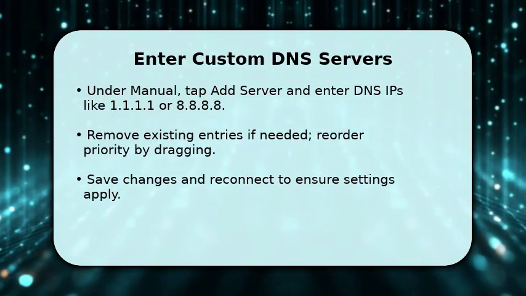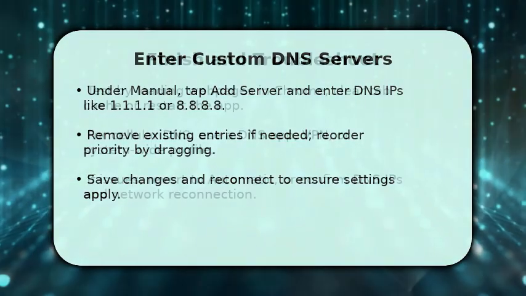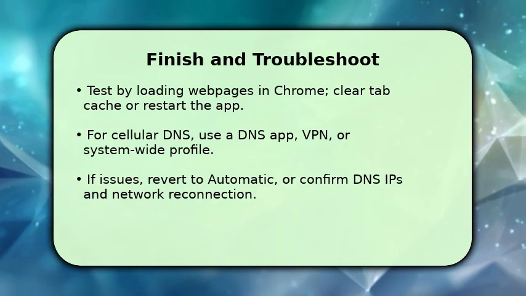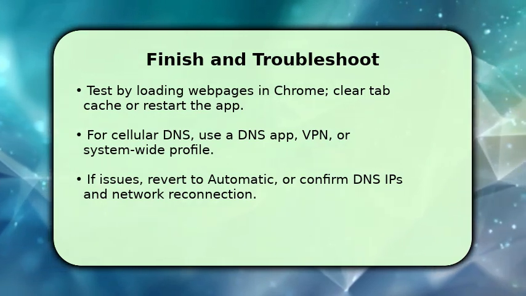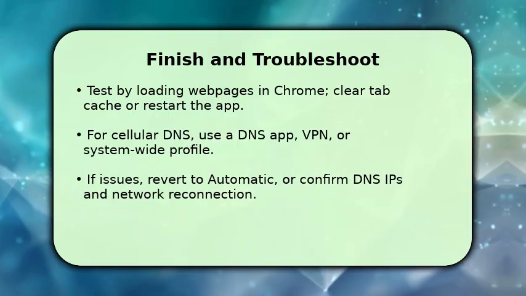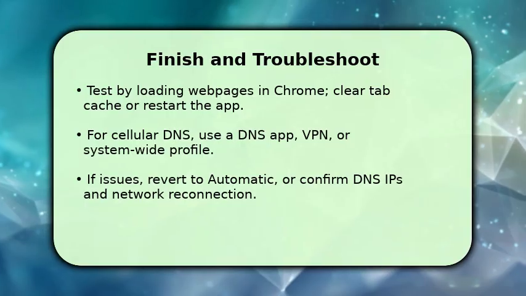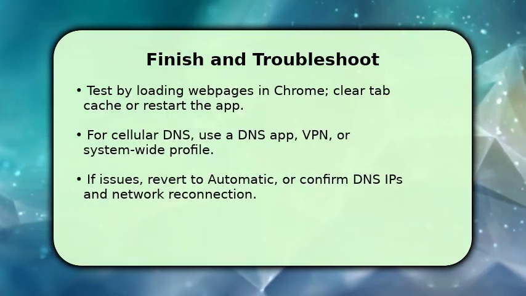To finish, open Chrome and load a few websites. If pages still fail, clear tabs or force close and reopen Chrome to clear cached failures. Note that cellular data may not use Wi-Fi DNS. Use a DNS over HTTPS app or VPN profile for system-wide DNS on cellular.